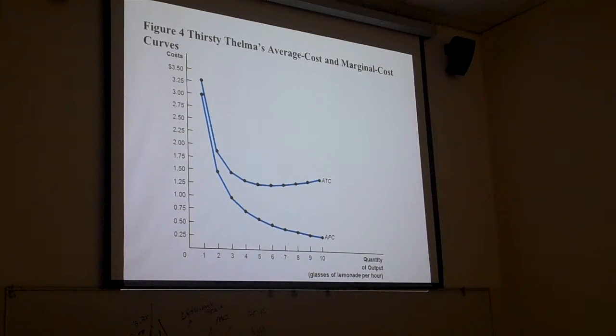Does the average fixed cost ever start to go back up? No. It falls forever. It just gets divided by 10, 20, 30, whatever. So it continues to fall, but at a decreasing rate. I wish they didn't do it in this order. Okay, average variable cost starts off very low and increases at an increasing rate due to diminishing marginal product.